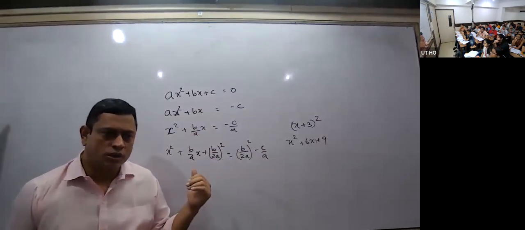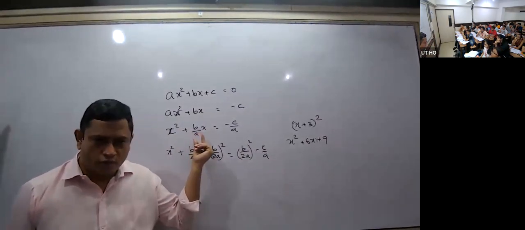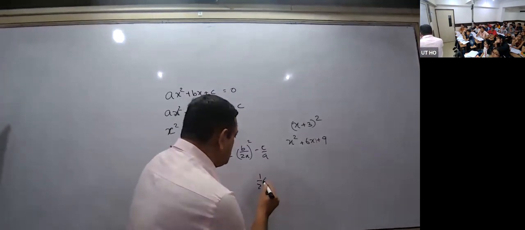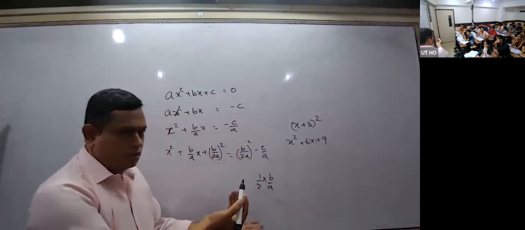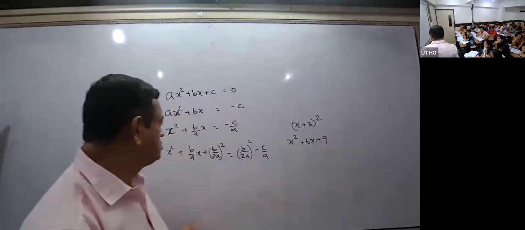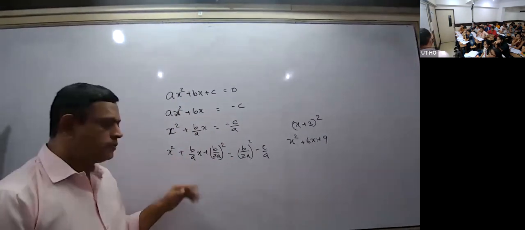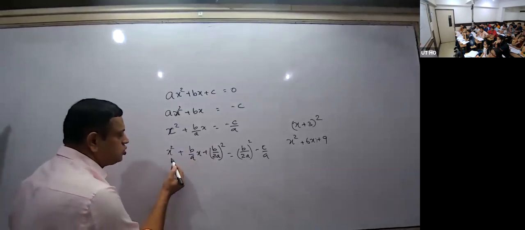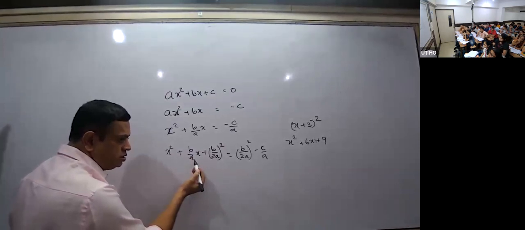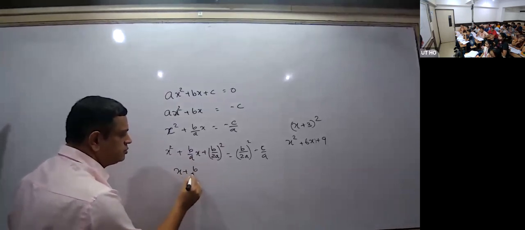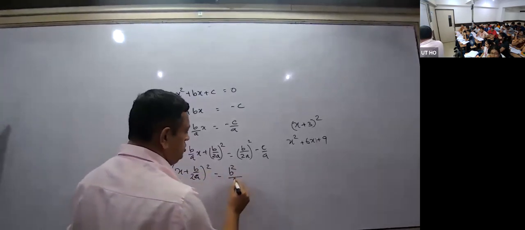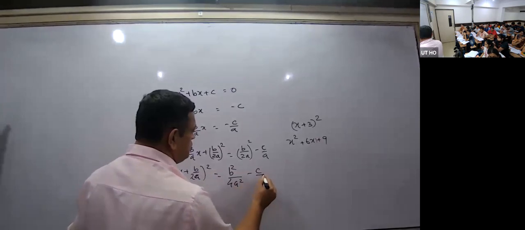You know what we have done over here? We took half the coefficient of x. What is half of b upon a? It is b upon 2a, because it will not simplify. So b upon 2a is taken, and its square is added on both sides. This is of the form a square plus b square plus 2ab. That is x plus b upon 2a, the whole square, which is equal to b square upon 4a square minus c upon a.